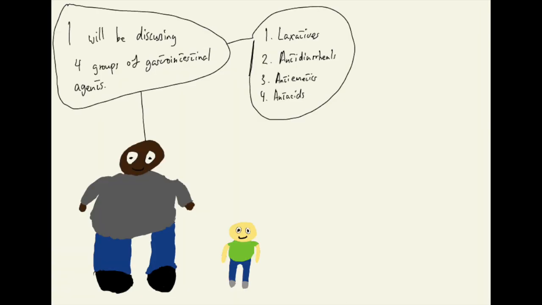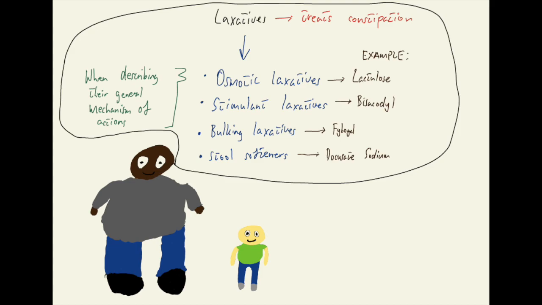I'll be discussing four different classes of gastrointestinal agents, namely laxatives, anti-diarrheals, antiemetics, and antacids. Okay, let's start with laxatives first. When describing how laxatives work, we can classify them into four groups based on how they function. What are the four groups? Well, they are osmotic laxatives, stimulant laxatives, bulking laxatives, and stool softeners.